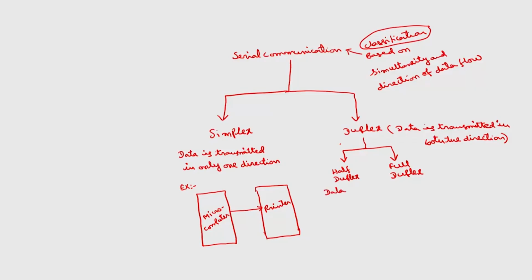In case of half duplex, the data will be transmitted in only one way at a time. Whereas in full duplex, data is transmitted both ways simultaneously.